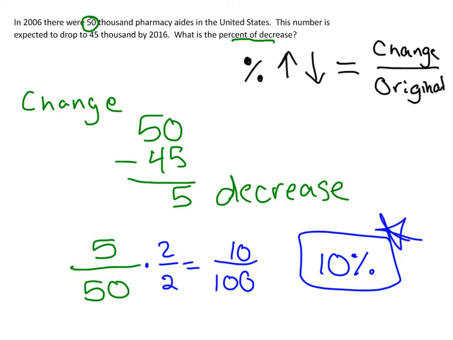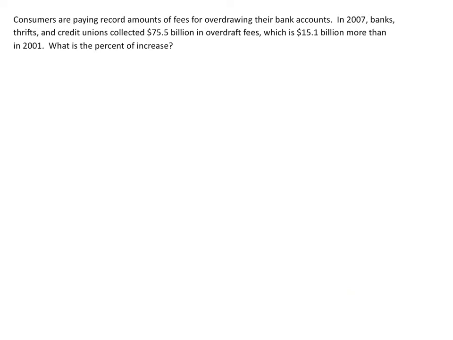Let's go ahead and tackle the next one. This one's going to be a percent of increase. Consumers are paying record amounts of fees for overdrawing their bank accounts. In 2007, banks, thrifts, and credit unions collected $75.5 billion in overdraft fees, which is $15.1 billion more than 2001. What is the percent of increase? Okay, well, we actually don't know what we started at. We don't know the original start for 2001, but we actually know the increase because it's $15.1 billion more. So we already know increase.